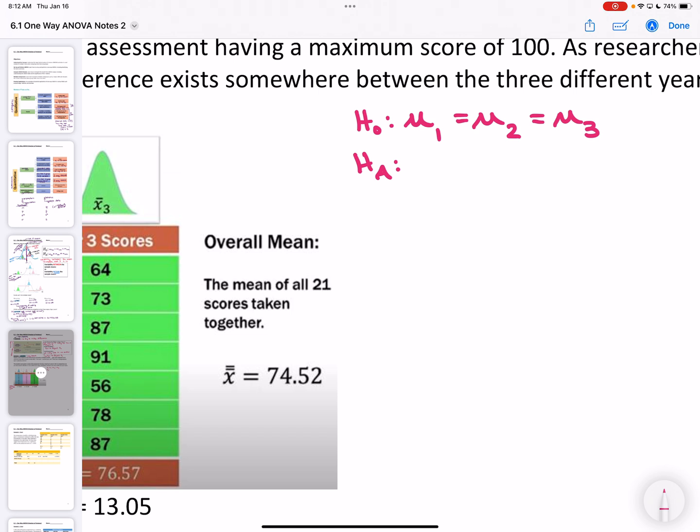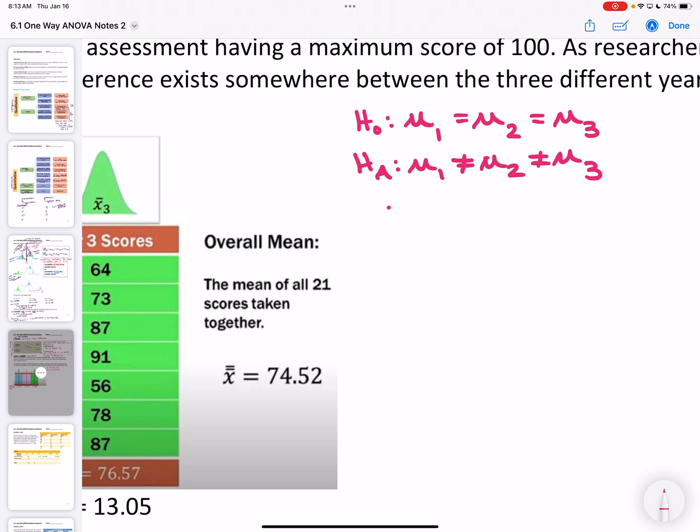But usually, if we're using the math symbols in the first one, we're going to use the math symbols in the second one. But the other day I told you, when you run this test, you're showing that at least one of them is different from the others. Now, you could get that 2 of them are different, but at least one is. 2, 3, 4, whatever. So my alternate is going to be that mu sub 1 does not equal mu sub 2, does not equal mu sub 3. The next thing we always do is check the conditions.